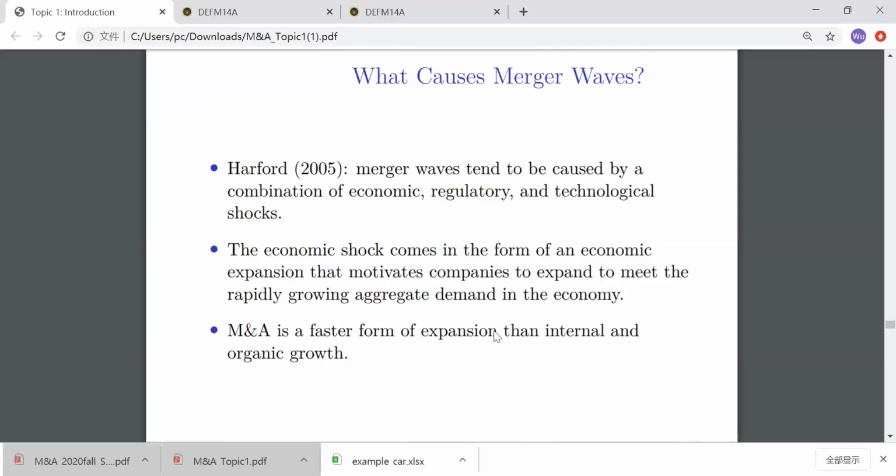For example, when the economy is booming, there will be more merger waves, right? Because when the economy is booming, that means aggregate demand goes up, right? And in order to meet aggregate demand, the company has to grow. But if you do internal growth, that will be slower, right? If you buy a company, that will be easier, right? For example, it might take 10 years to develop a technology on your own, but it might just take a year to buy another company that has that technology. That's why merger acquisition is a quick way to grow and a quick way to meet a rapidly growing aggregate demand, right?